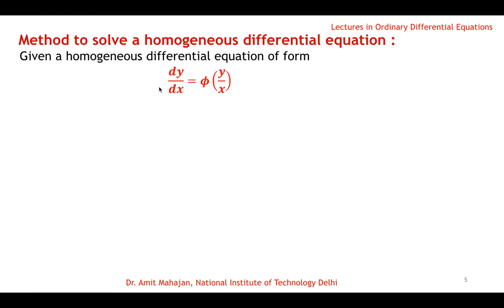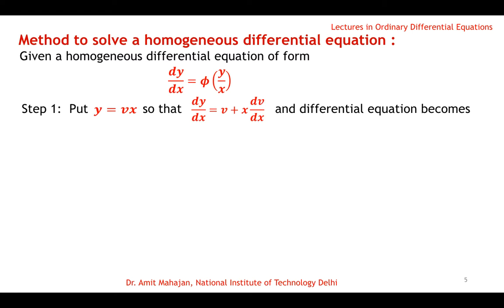So given a homogeneous differential equation of the form dy by dx is equal to phi function of y by x, our first step is that we can substitute y as v times x, where v is a new variable. So put y is equal to v times x, so that if I differentiate this with respect to x, then dy by dx is, by the product rule, v derivative of x plus x derivative of v. So v derivative of x with x is 1 plus x derivative of v with x.